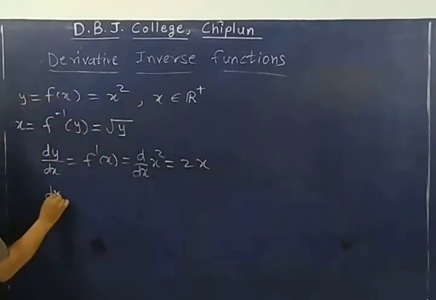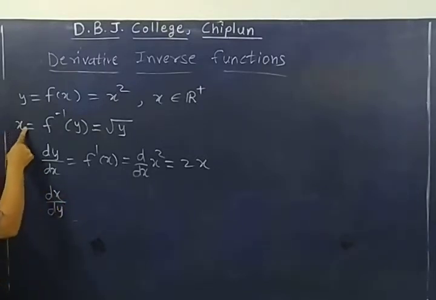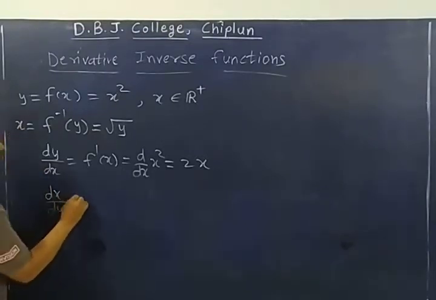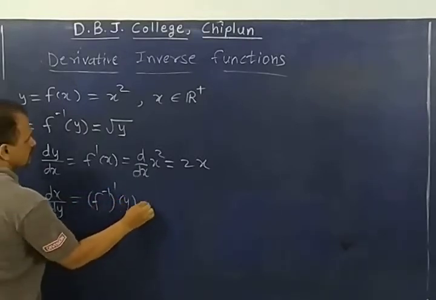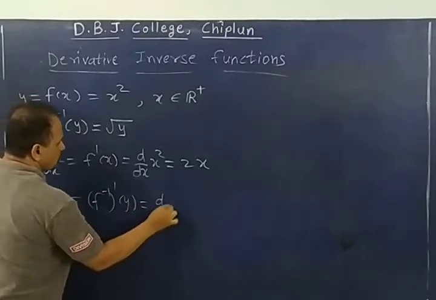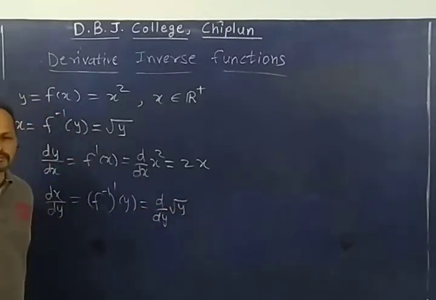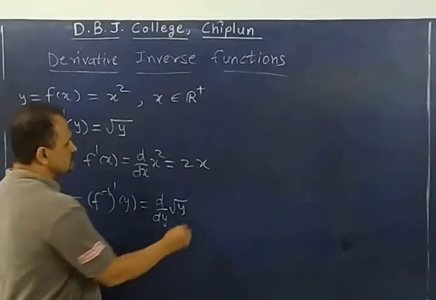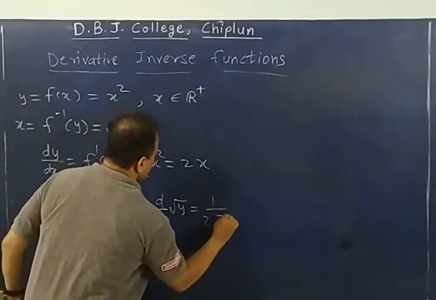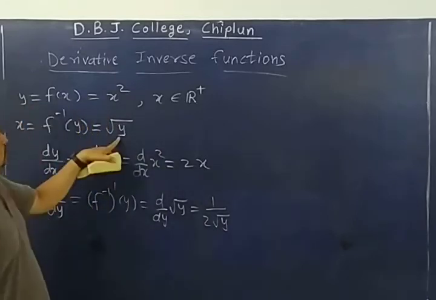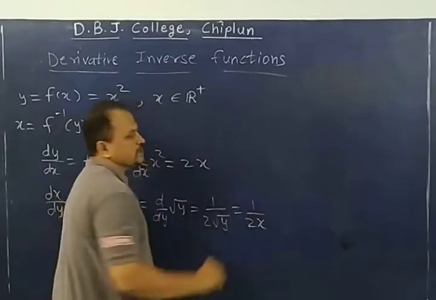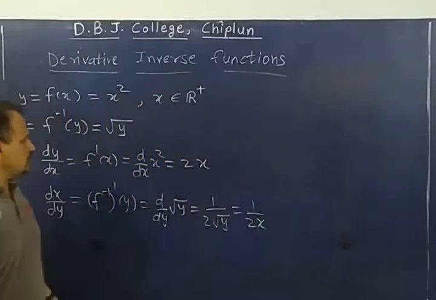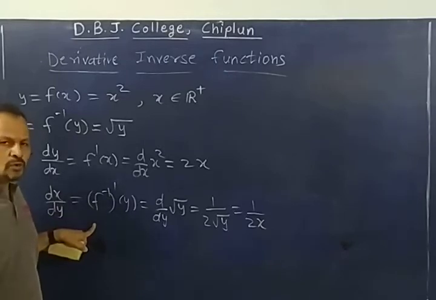And dx by dy, that is the derivative of x with respect to y, it is f inverse dash of y. It is the derivative of root y with respect to y, which is 1 upon 2 root y. But root y is equal to x, so that is 1 upon 2x. Observe here, these two are also reciprocals of each other.